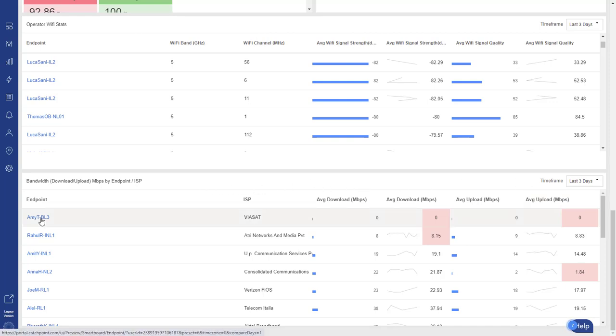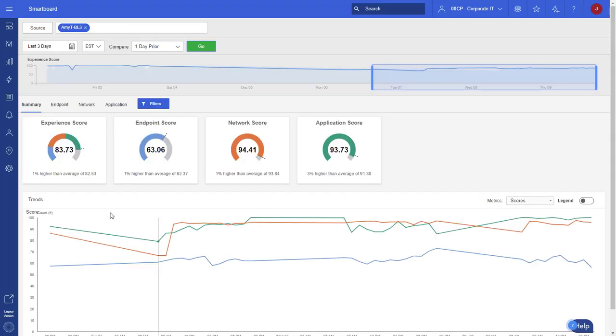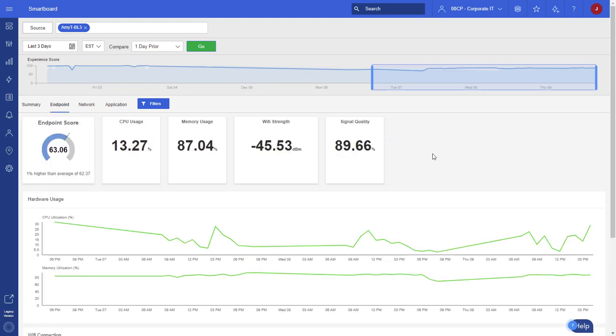Another power of being able to monitor from the employee's device out to the internet: when I click on Amy, I can see exactly how her experience is being performed. So I can look at the endpoint, the network, and the application. When I click on endpoint, I'll show specific metrics on her laptop. So the CPU, memory, and Wi-Fi, along with signal quality.